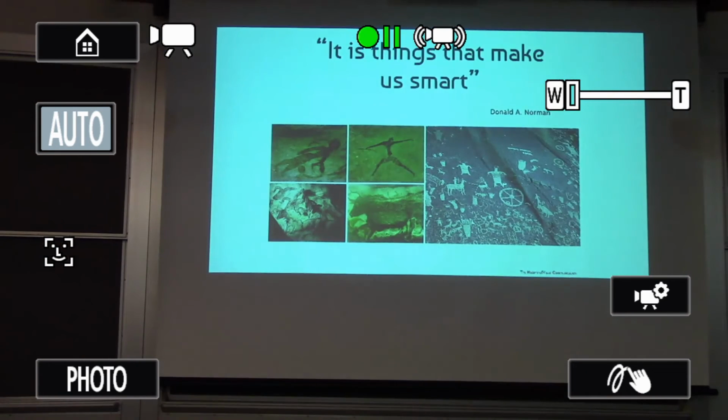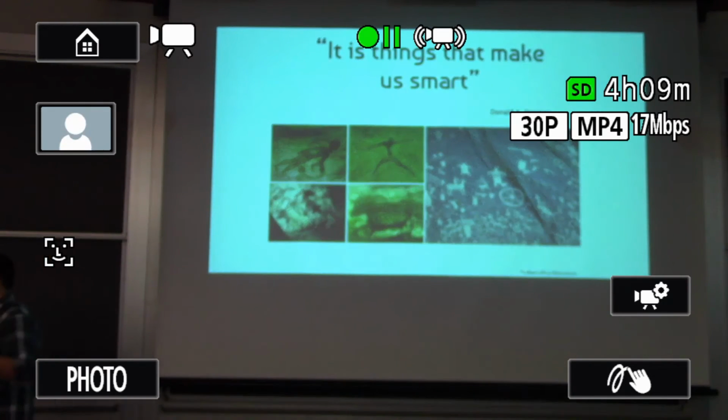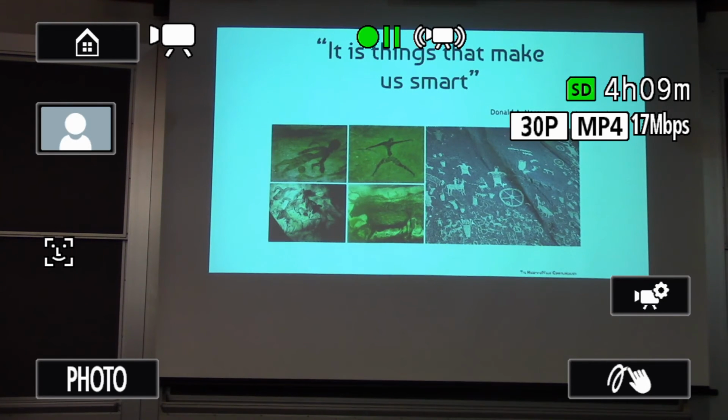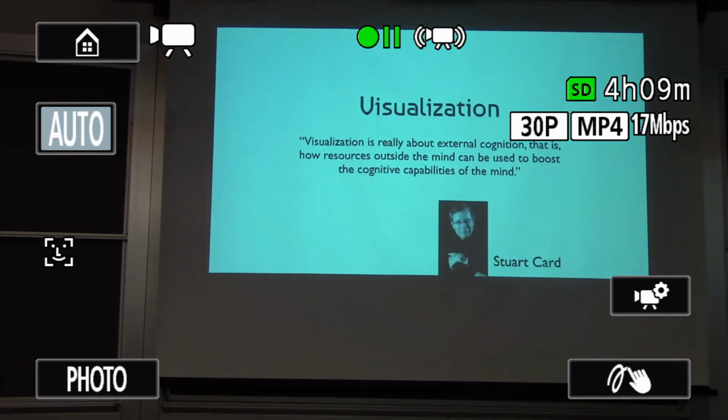And the idea really here is that things make us smart. Once we started to draw, to write, to manufacture things, we had a better way of communicating and sharing our knowledge. And of course, the printing press was tremendously influential in books and written books here. So the idea is that visualization is really about external cognition. That is how resources outside the mind can be used to boost the cognitive capabilities of the mind.